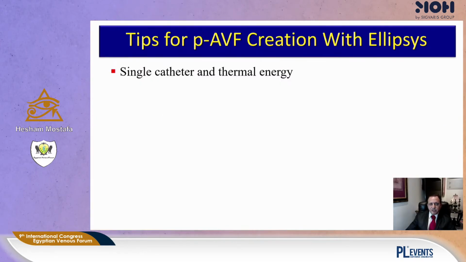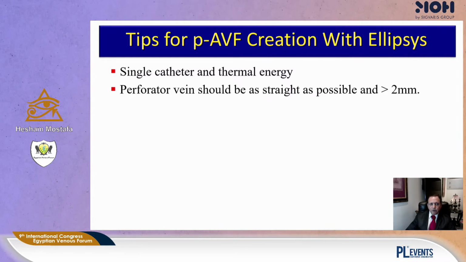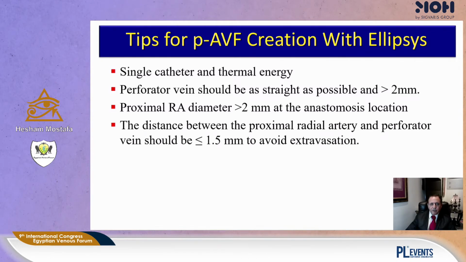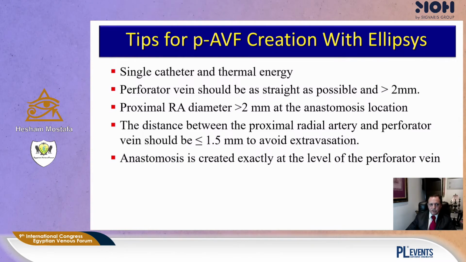The tips for a successful AV fistula using the Ellipsys: it's a single catheter and thermal energy. The perforator vein should be as straight as possible and more than 2 millimeters in diameter. The proximal radial artery again should be more than 2 millimeters at the anastomosis location only. The distance between the proximal radial artery and perforator vein should be less than 1.5 millimeters to avoid extravasation. The anastomosis is usually created exactly at the level of the perforator vein.